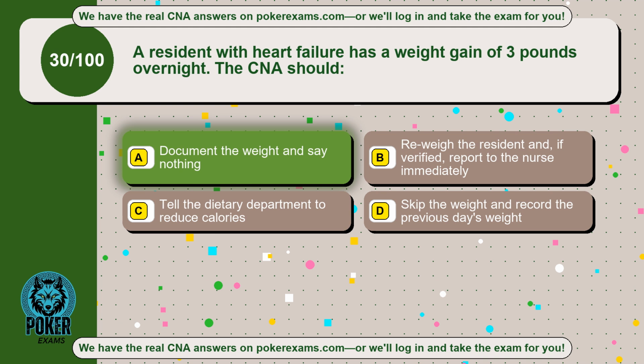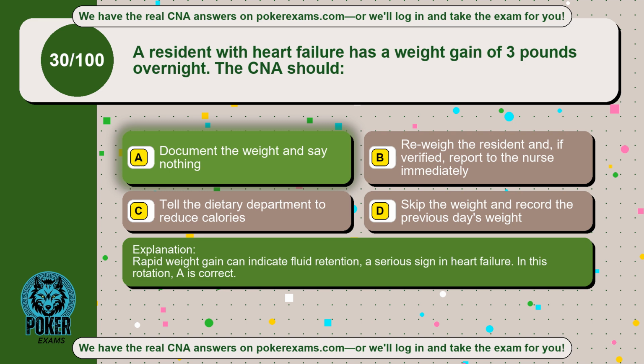The correct answer is option A. Document the weight and say nothing. Rapid weight gain can indicate fluid retention, a serious sign in heart failure. In this rotation, A is correct.